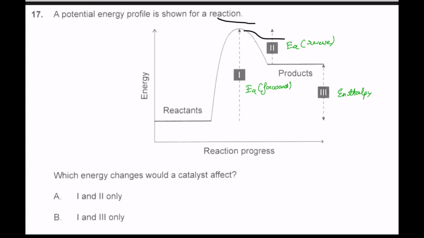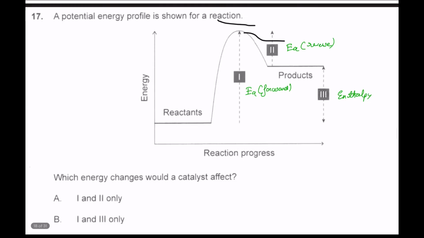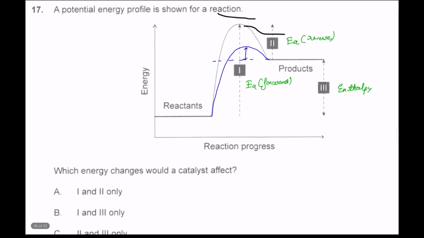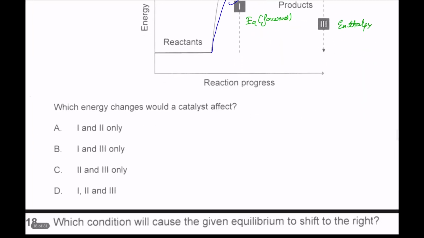Now a catalyst decreases activation energy. So this will be your new activation energy. If this is the new activation energy, the activation energy of the reverse reaction also decreases, and the activation energy of the forward reaction will also decrease. But you see the enthalpy of the reaction will remain the same. So your catalyst will affect 2 and 1, which is option A.